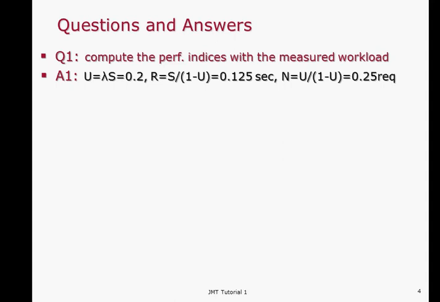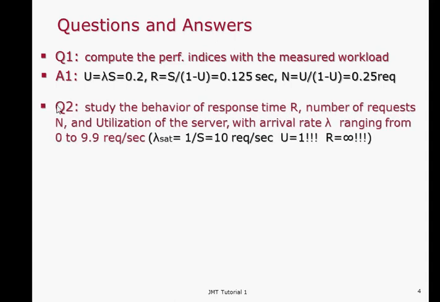I have a question. How can I study the behavior of the performance indices with arrival rates ranging from 0 to 9.9 requests per second? Okay, so here 9.9, let me point out that this 9.9 is close to the maximum arrival rate before the saturation. And indeed, the lambda arrival rate that saturates the system is 10, is 1 over S. So practically we want to have all the possible lambda.